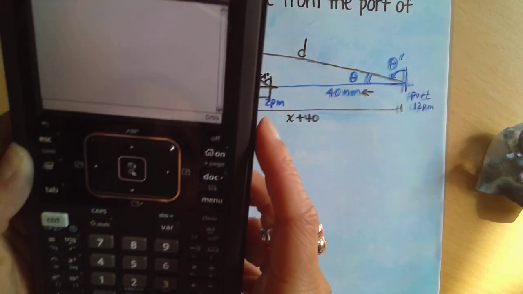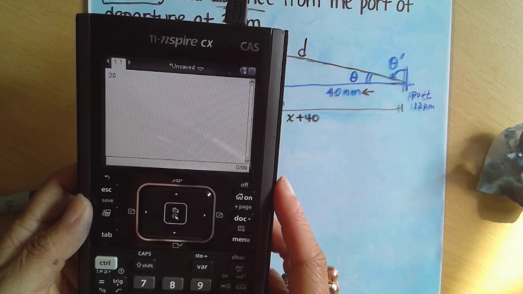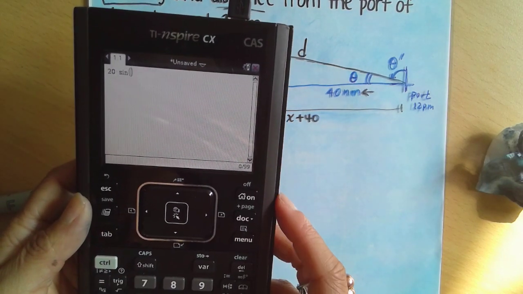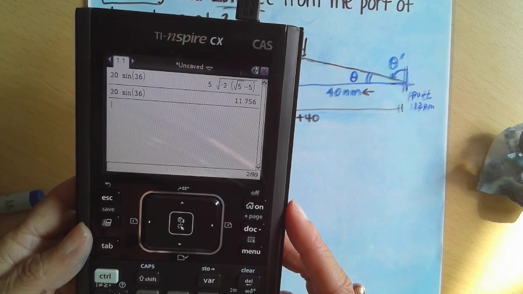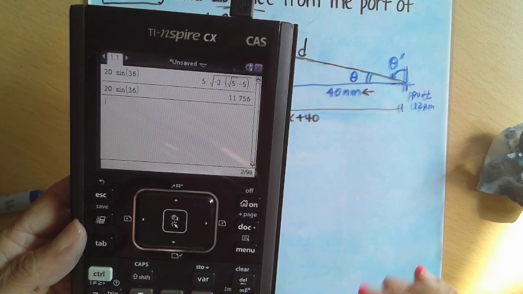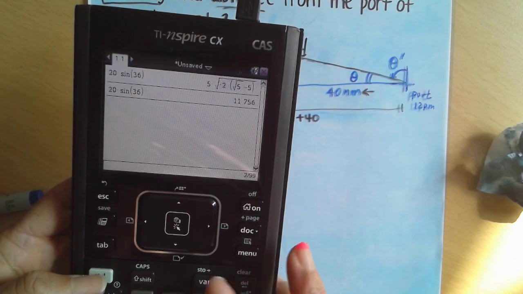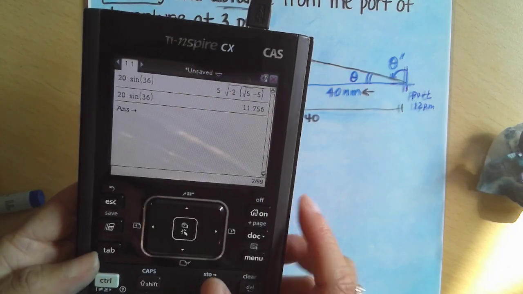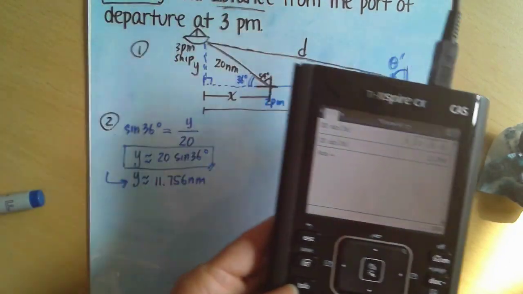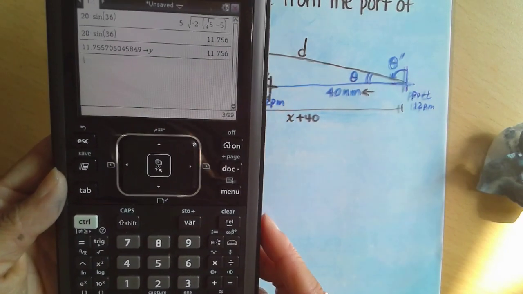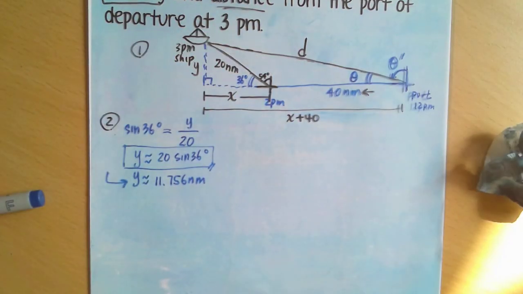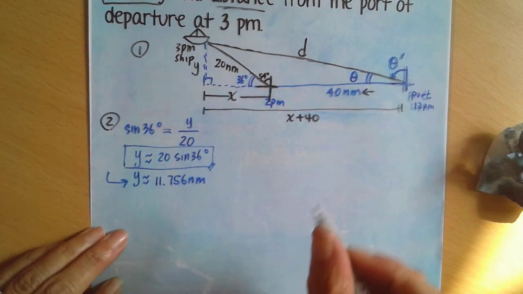So I'm going to type in 20 times sine 36 degrees. And I get something like this, 11.756. But instead of even writing that down, I'm going to store that right away. So I'm going to say answer, store this answer as y. Okay, as y. Enter. All right, so that's safe. We're going to use that later. Let's do the second thing.